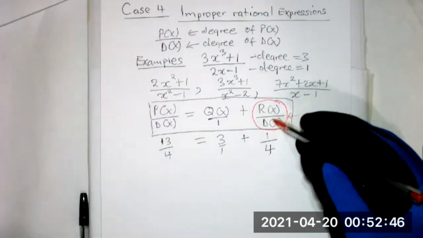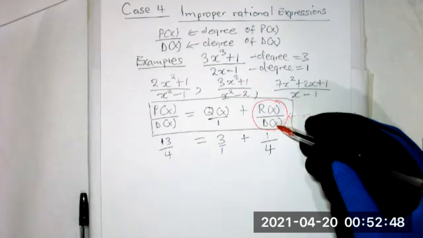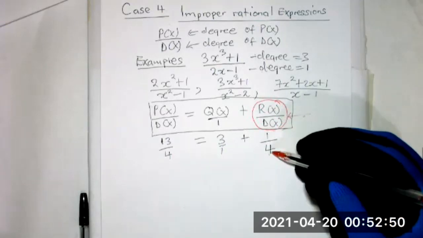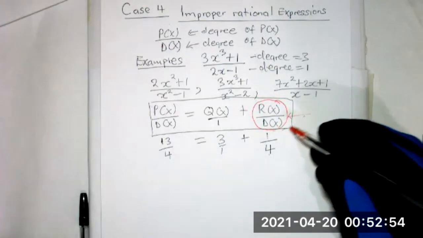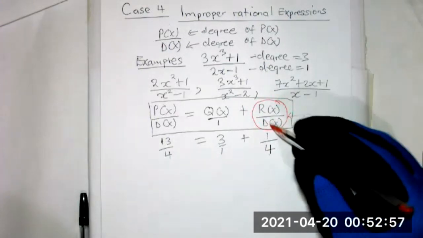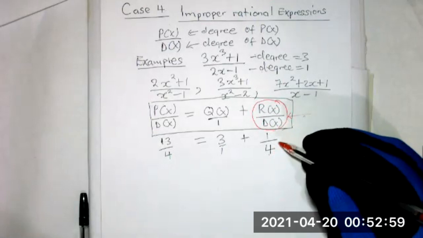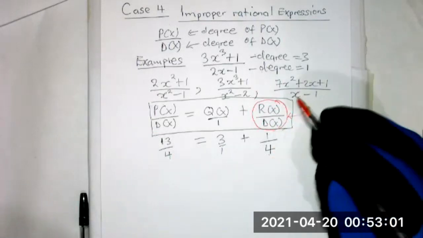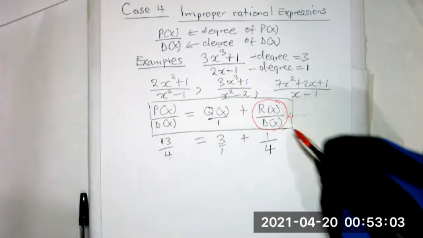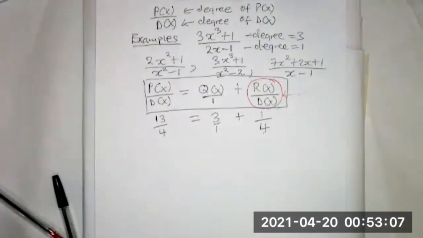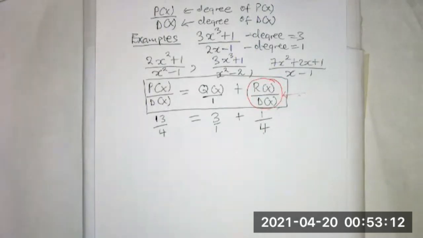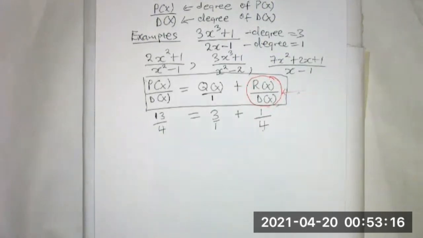You may realize that D of x has got distinct roots, in which case you use case 1. Or you may realize that D of x has repeated roots, in which case you use case 2. Or you may realize that D of x is actually an irreducible quadratic, in which case you use case 3. So perhaps I should give an example to illustrate this aspect, the application of case 4.